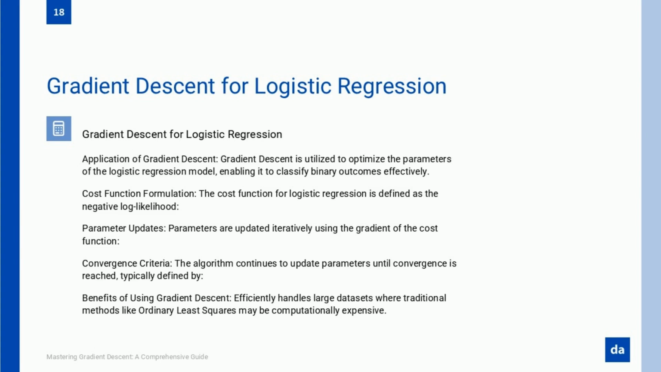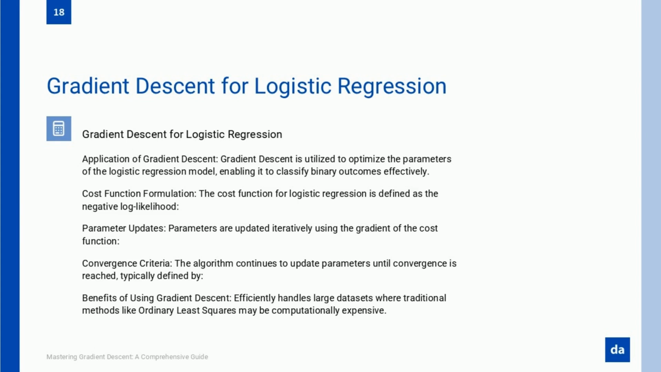Just like in linear regression, the goal of logistic regression is to find the optimal values for theta, the model's parameters. But because logistic regression deals with probabilities instead of direct numerical predictions, we can't use the mean squared error, MSE, cost function like we did before. Instead, we use a different cost function called the log loss function, also known as the binary cross-entropy loss.